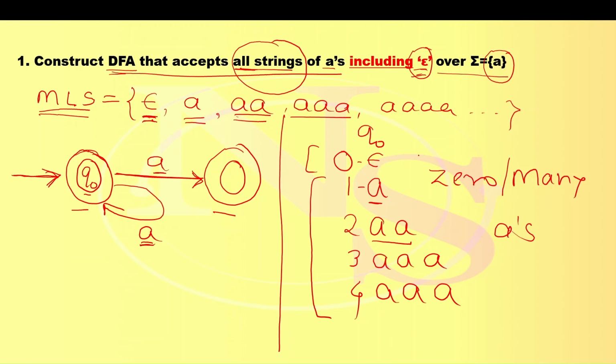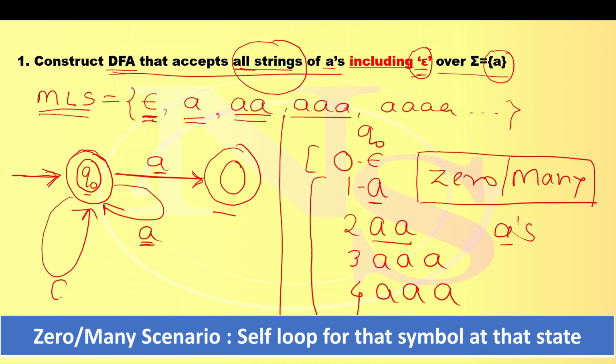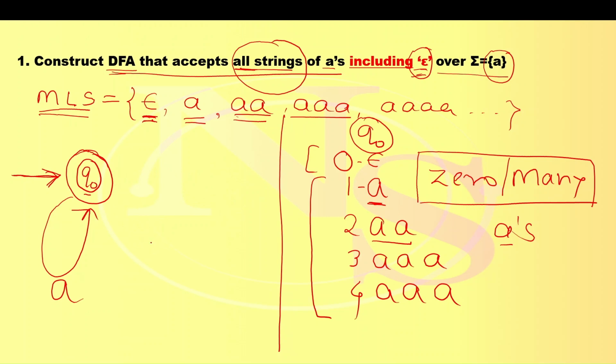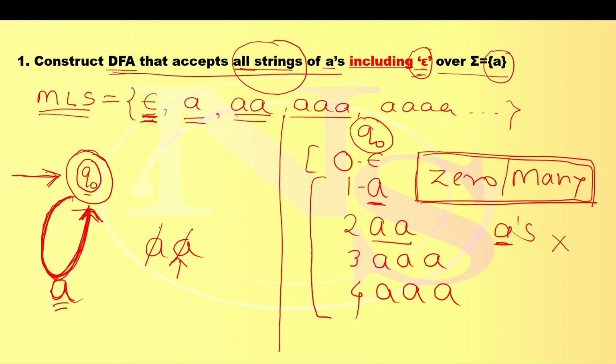Now in TOC you have to follow one simple trick. Whenever you see a scenario like 0 or many, maybe for A or B or any other symbol, we have to give a self loop to that state for that specific symbol. Here the state is Q0, the symbol is A, and remove the other possibility. Either this self loop or this one, you can keep any of them. So in such scenarios, we can give the self loop. Let's understand one or two more examples to clear this concept.